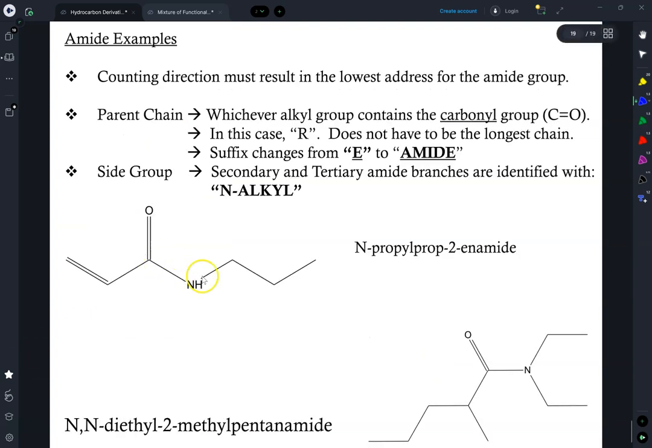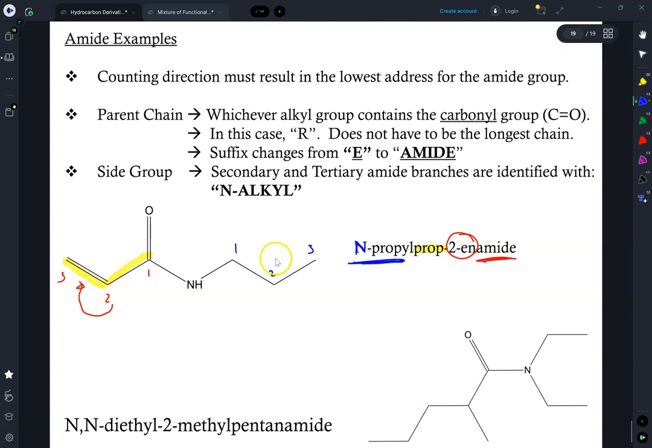So looking at our first example, we see the C double bond O is located on this side over here, so that must be your parent chain, 1, 2, and 3, which is why it's called a prop. The carbonyl group, the C over here, is going to be carbon number 1, 2, and 3. So that's why we have the 2 over here to show the location of the double bond, and then with the suffix change, it's just amide. So that makes it pretty easy to remember.